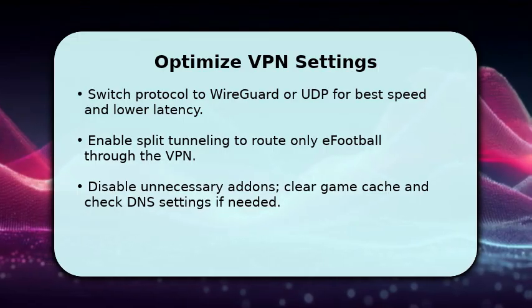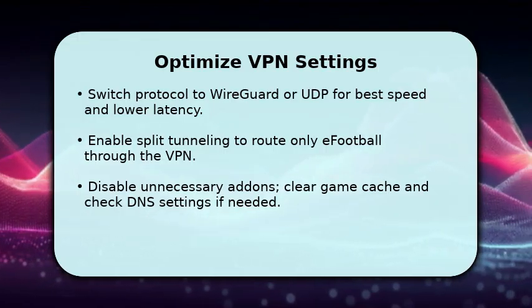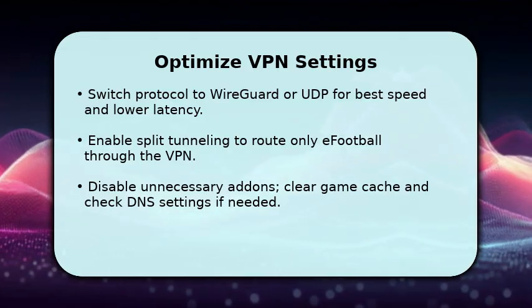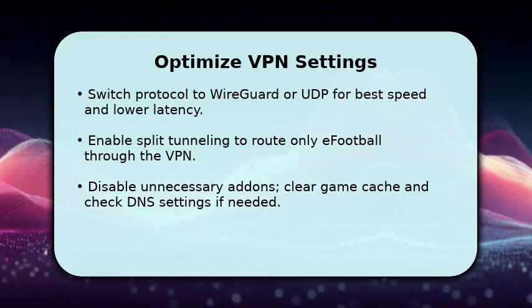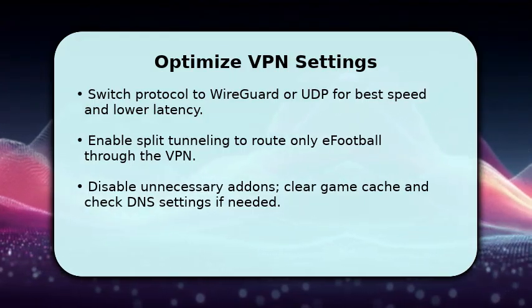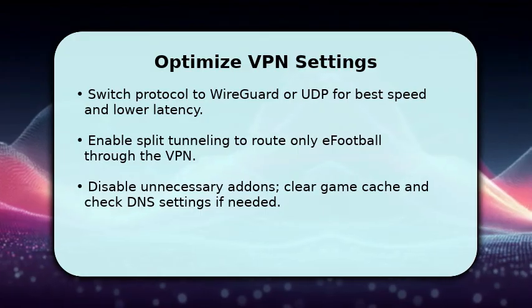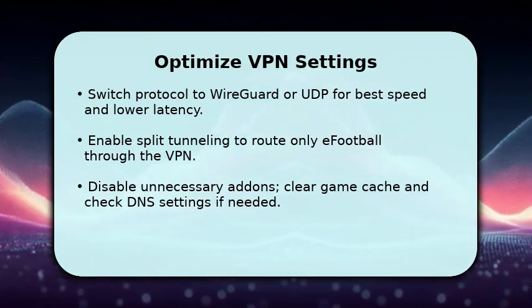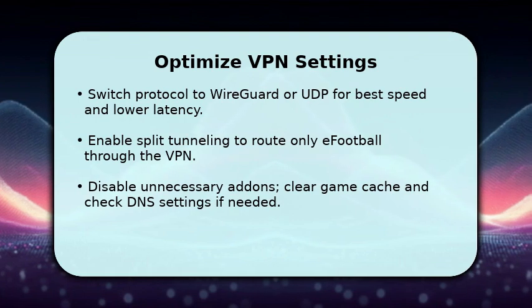Then enable split tunneling so only eFootball uses the VPN while other apps use your normal connection, which reduces congestion. Also, clear the game cache and confirm DNS settings in the VPN app to avoid wrong geolocation. Finally, test a short exhibition match to gauge latency and stability.